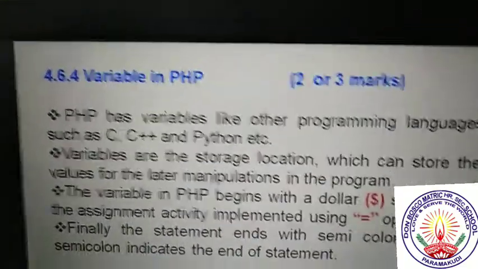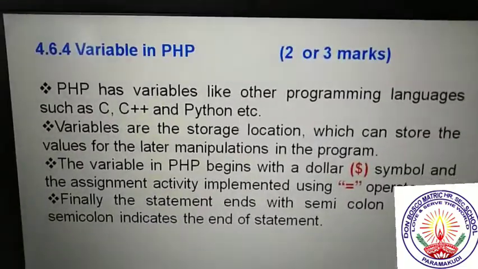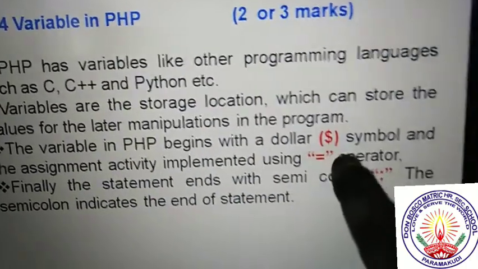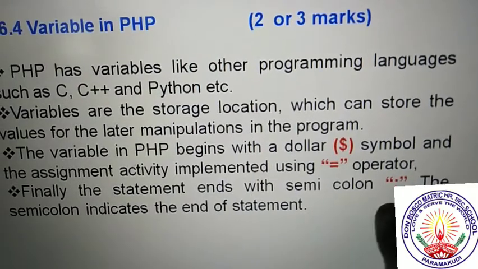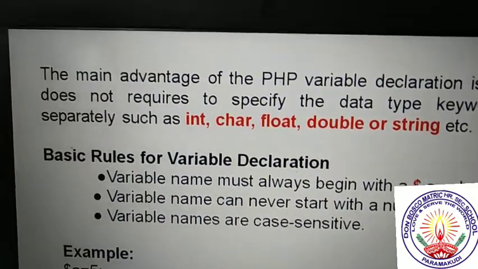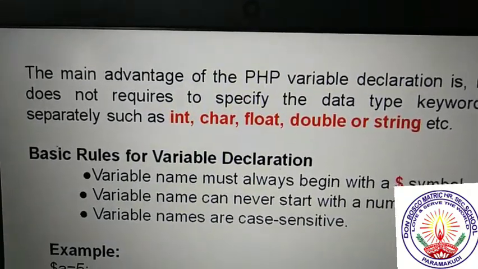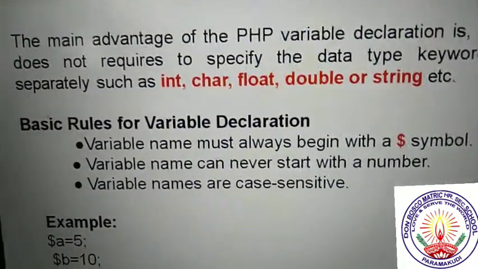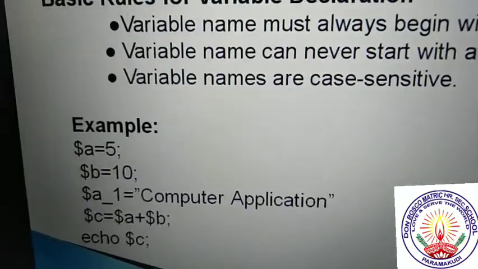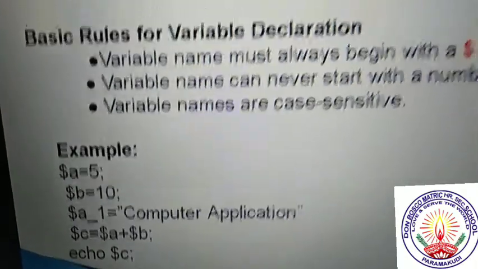And variables. So if you declare a variable in PHP, it begins with the $ symbol. And at the end of the statement we have to use a semicolon. So the main advantage in PHP is that it is not required to specify the data type. Okay. And variable declaration rules. So this is the example for variable declaration.